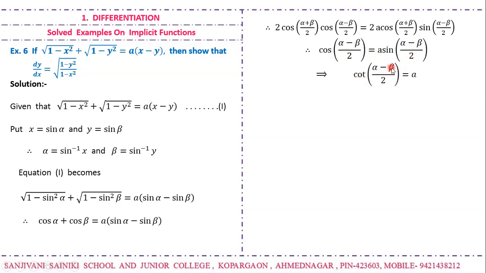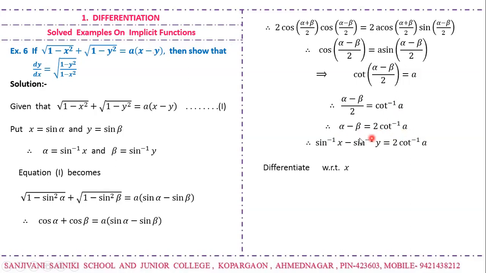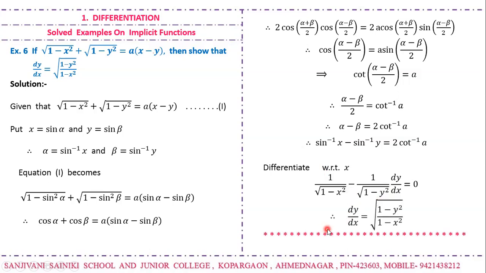Simplify, cot (alpha minus beta)/2 is equal to a. So (alpha minus beta)/2 is cot inverse of a. From this we get alpha minus beta is equal to 2 times cot inverse of a. But what is alpha? Alpha is sin inverse of x. What is beta? Beta is sin inverse of y. So after simplifying, differentiate with respect to x, find the derivatives and separate out dy by dx. So these are the solved examples on implicit functions.